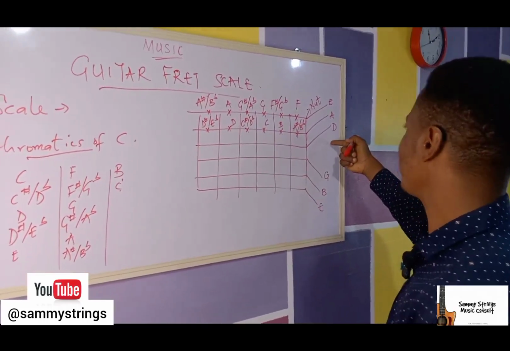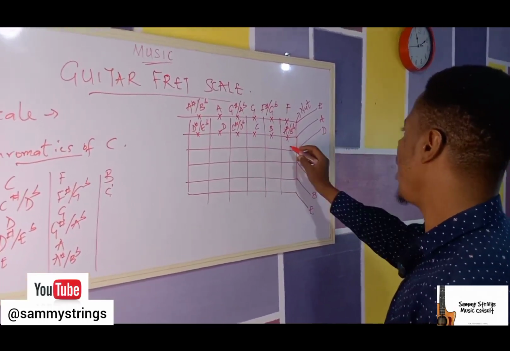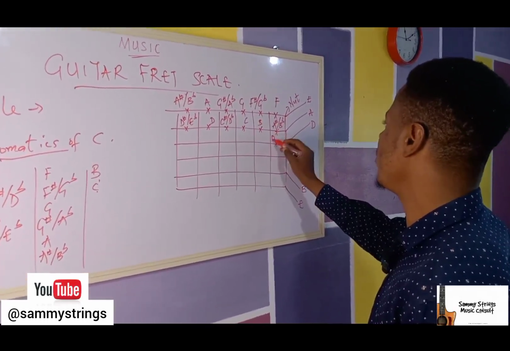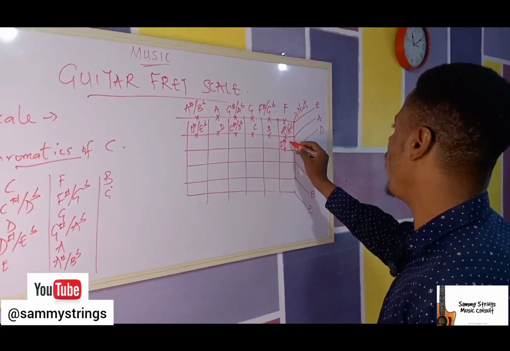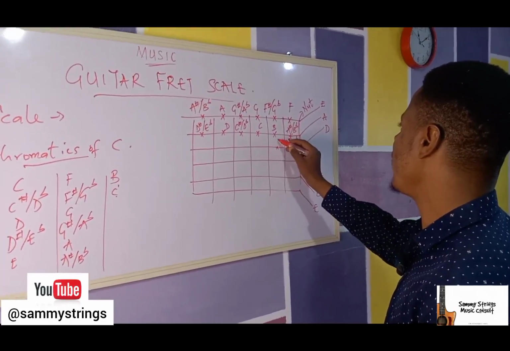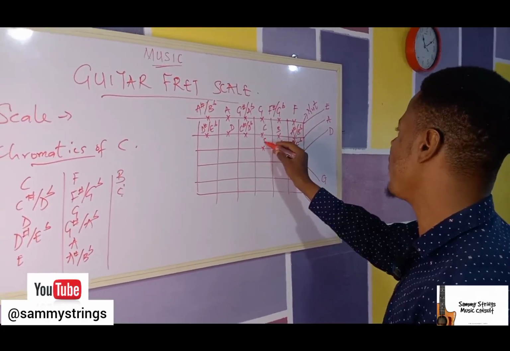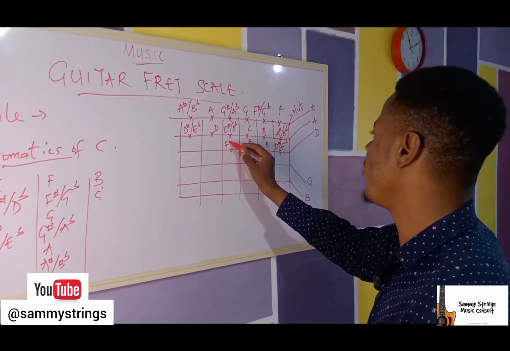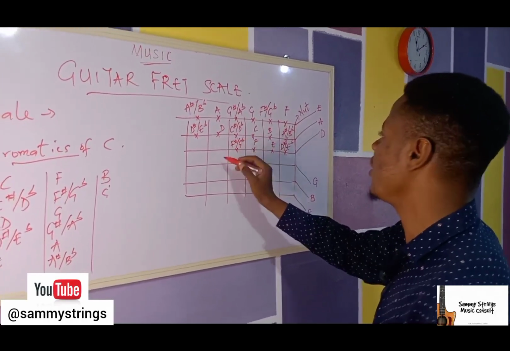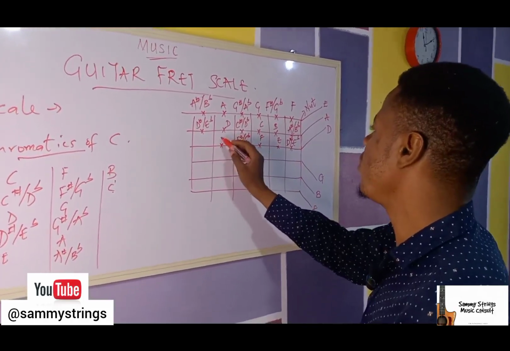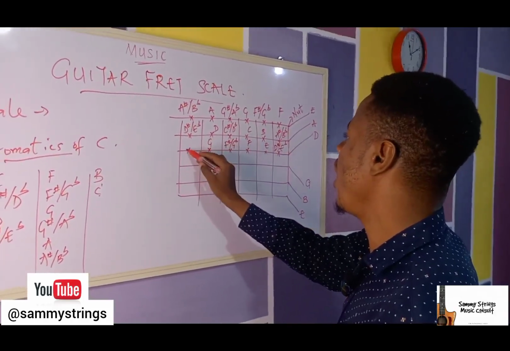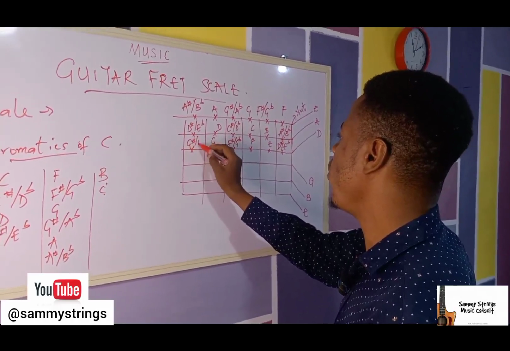Then I'm moving to the next string below, which is D. I have the next key to be D sharp or E flat. Then I have E. Immediately after E, I have my F. Then I have F sharp or G flat. Then here I have G. Then I have G sharp or A flat.